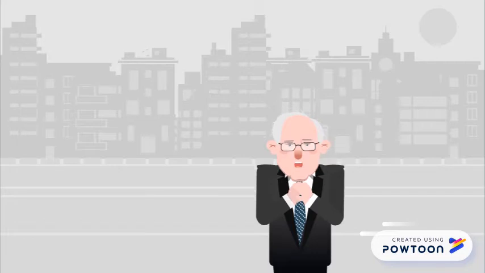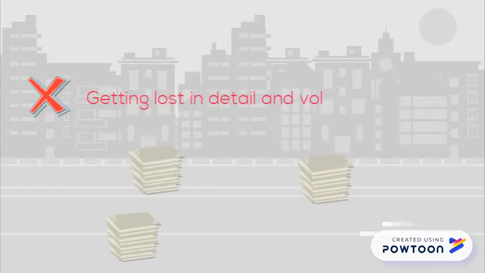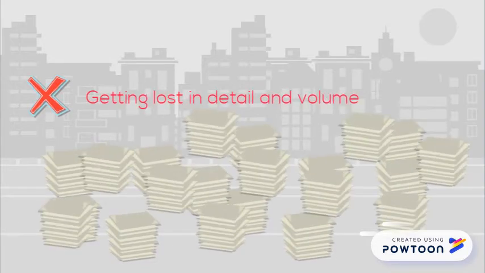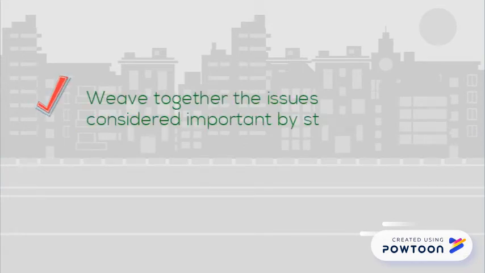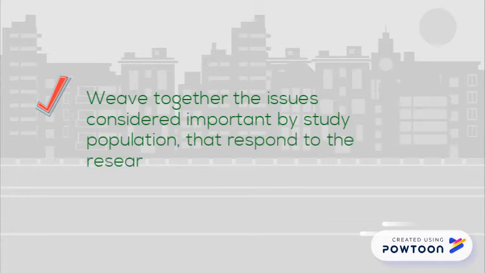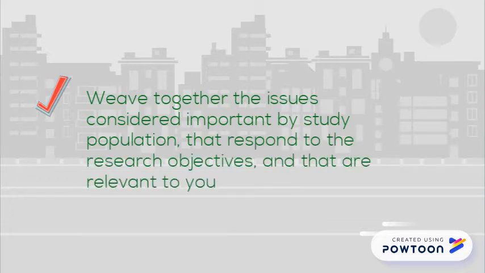There are numerous approaches to writing qualitative research results. Important to bear in mind is not to get lost in the detail and volume of study findings and lose sight of what you are writing about. Instead, a good results section weaves together the issues considered important by your study population that respond to the research objectives and that are relevant to your target audience.